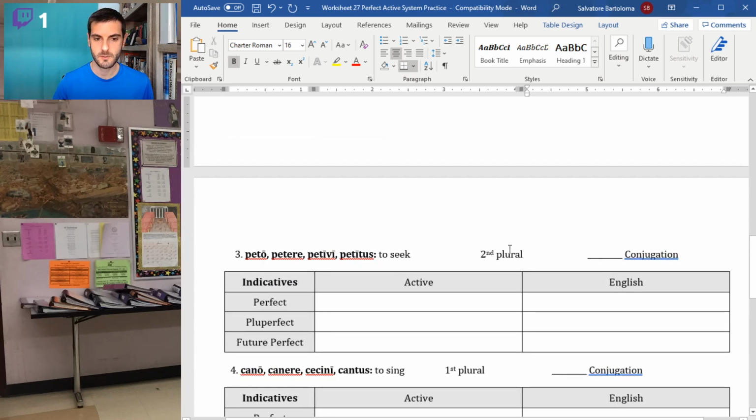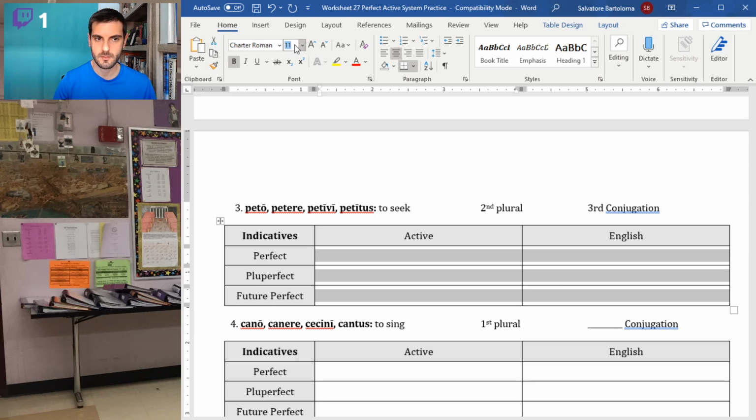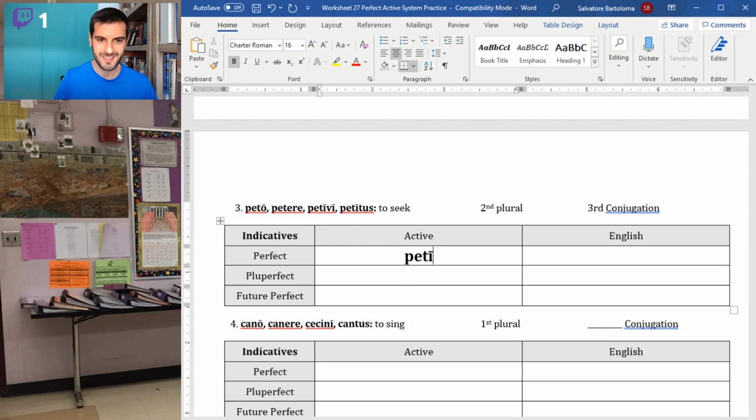We'll just keep on going. Next verb here is peto. Peto is also third conjugation. Doesn't really matter here. That's okay. So we're going for that third principal part, petivi. So we chop off that i, we get petiv-, right? And then for second plural, we have -i, -isti, -it, -imus, -istis.